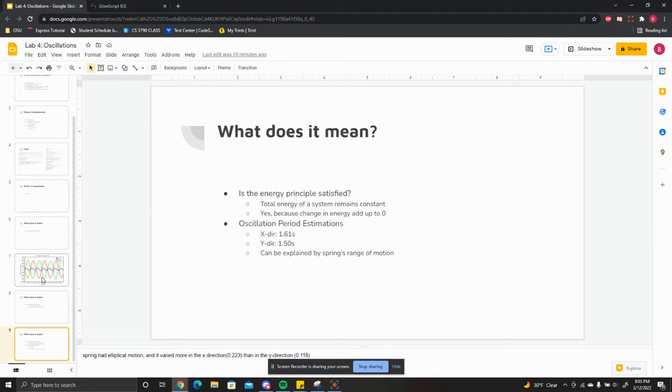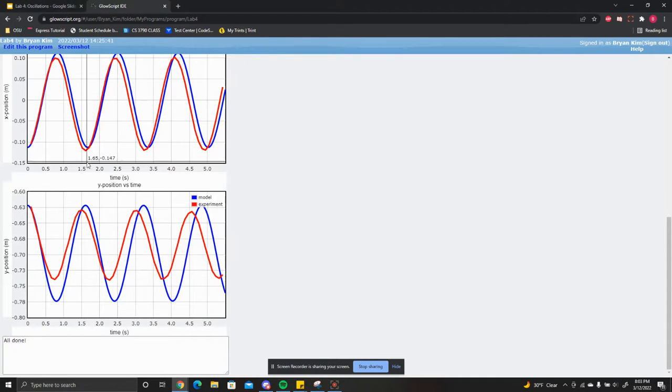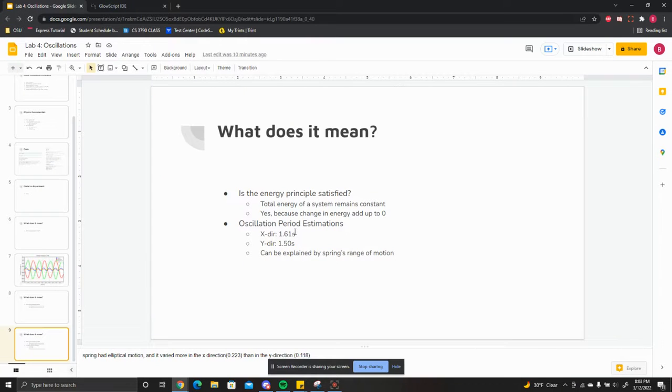Another thing we calculate is the oscillation period. The x duration is around 1.61 seconds. If you go back to the model and count the peaks or troughs, it is around 1.61 for the x direction, and in the y direction it was around 1.5 seconds. The x direction is a little bit longer because the spring's range of motion was very elliptical, and there was more variance in the x direction than in the y direction. So of course, it's going to spend a little more time making a horizontal loop than a vertical loop.